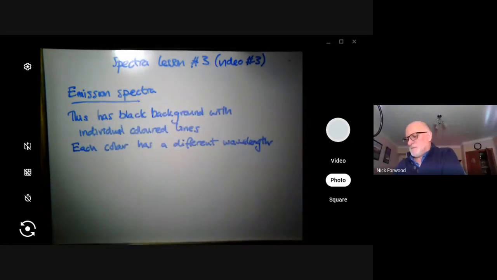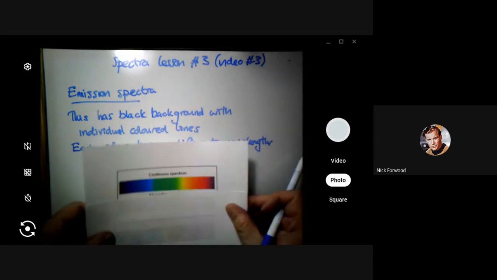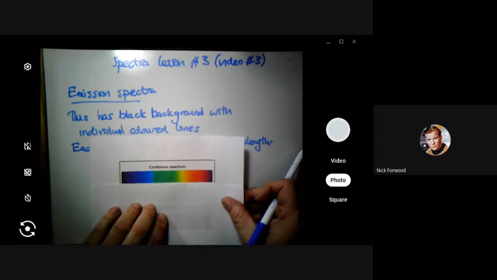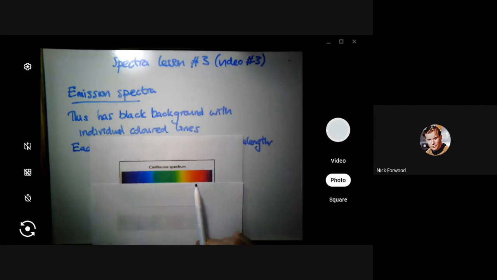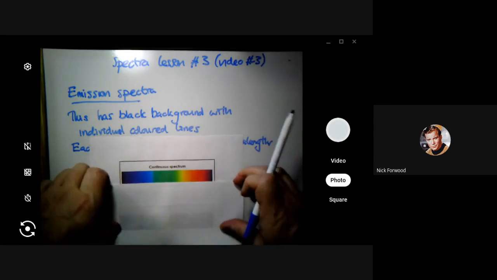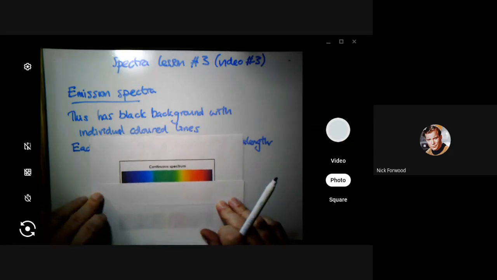Be aware that there are slightly different colors because the continuous spectrum is quite broad. So here's my continuous spectrum, and red goes from there to there. So you could have a line here, or you could have a line here, and they would both appear to be red, but they might have slightly different wavelengths. So you need to be careful which red you're choosing.